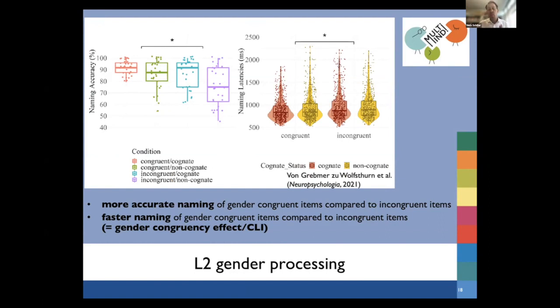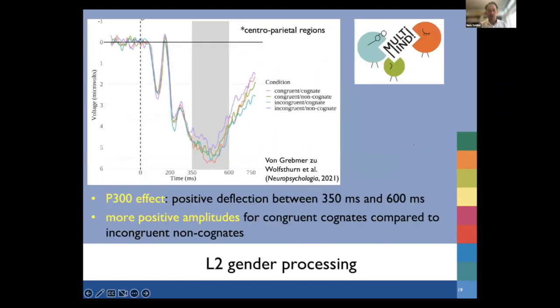So that is to say, when pictures had the same gender in Dutch, German and Spanish, people were more accurate in naming them, but they were also faster in naming those items. So there were faster naming times for gender-congruent items as compared to gender-incongruent items. This is what you see here on the right. Now, this is very interesting, of course.